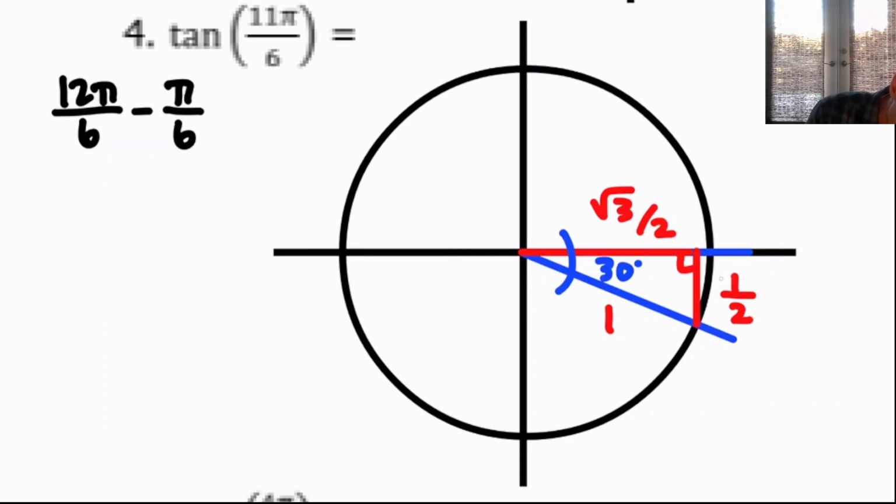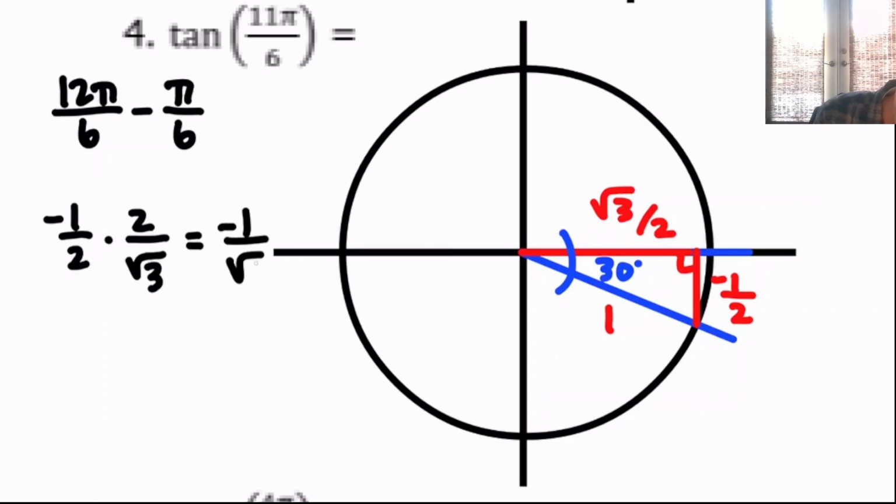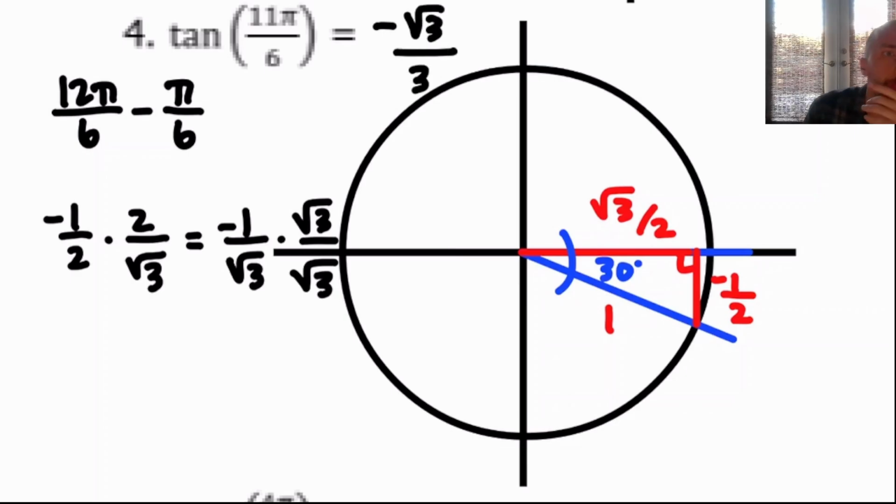Check to see what needs to be negative. In the fourth quadrant, the vertical leg will be negative. And tangent is opposite over adjacent. All right, so opposite is negative 1/2. Flip and multiply by adjacent, that's 2 over square root of 3. And so I'm going to get negative 1 over the square root of 3. I'll need to rationalize the denominator. I'll get negative root 3 divided by 3.